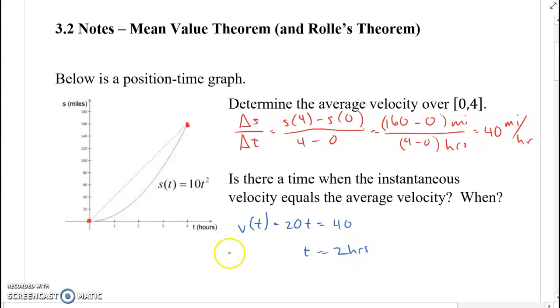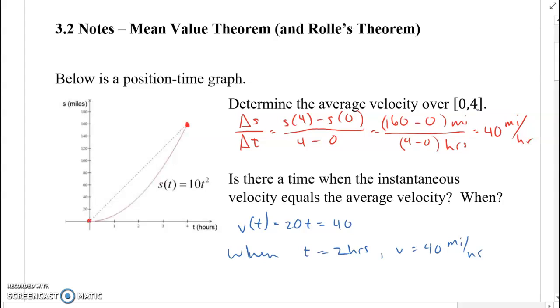When t equals 2 hours, velocity equals 40 miles per hour, which is equal to the average rate of change from 0 to 4. Notice not only that the instantaneous velocity is equal to the average velocity, but also the time when the instantaneous velocity is equal to the average velocity is between the beginning t value of 0 and the ending t value of 4. Not very surprising.